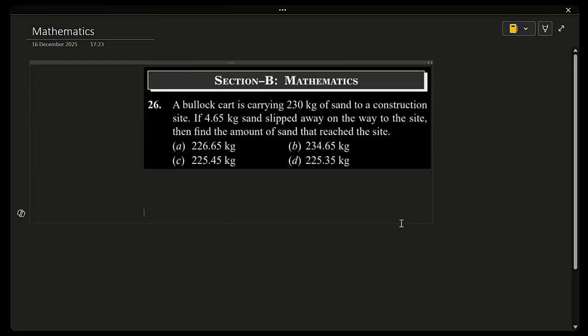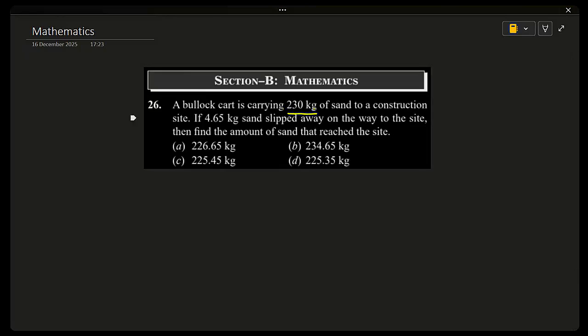Yes, question number 26. A bullock cart is carrying 230 kilograms of sand to a construction site. If 4.65 kilograms of sand slipped away on the way to the site, find the amount of sand that reached the site. So what we need to do? From the total amount, we have to subtract the amount of sand that slipped away. So from 230, we need to subtract 4.65.